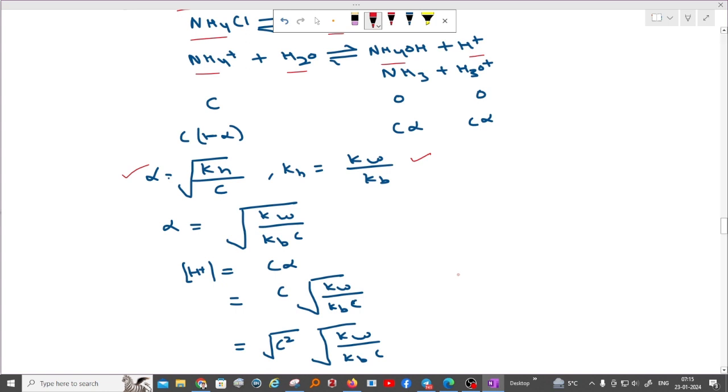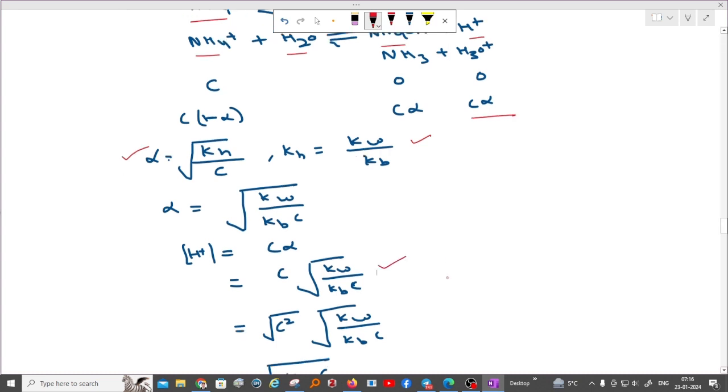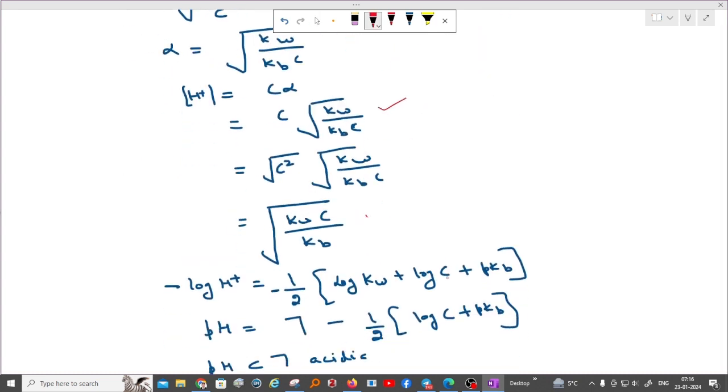Okay, so here alpha is equal to Kh by C. If you put the value of Kh here, so Kw by Kb, and here the concentration of H plus is C alpha, so if you put the value of alpha here, it will be equal to root of Kw C divided by Kb.